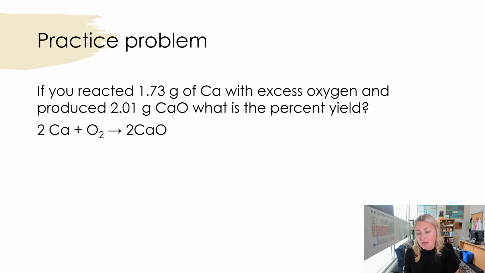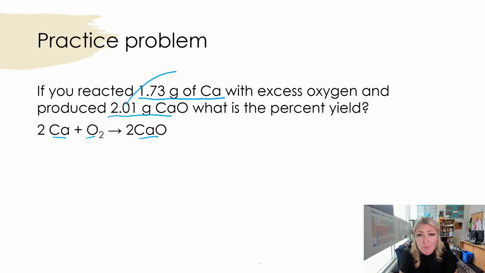It doesn't give us a lot, but let's see what we can get from it. So it tells us that we are reacting 1.73 grams of calcium with excess oxygen. Okay, here we're seeing calcium reacted with oxygen, perfect. And they're telling us also that we produce 2.01 grams.